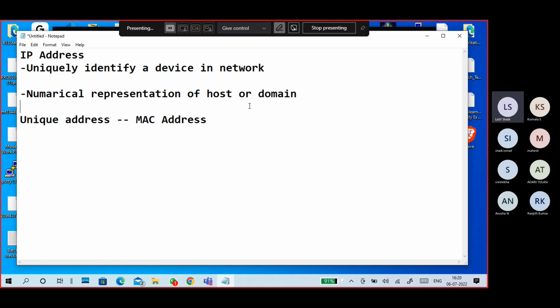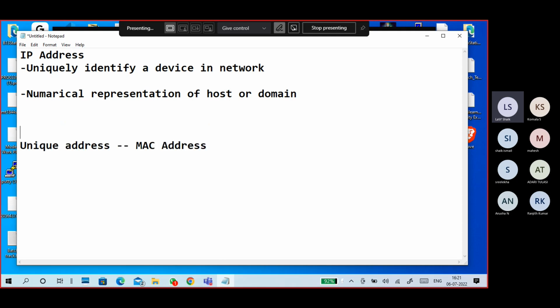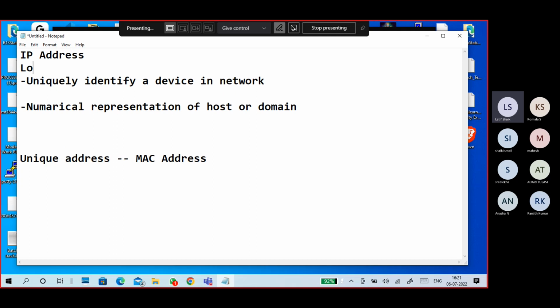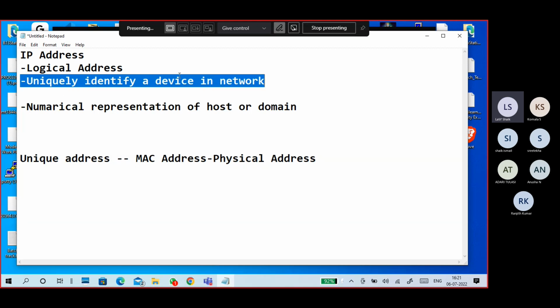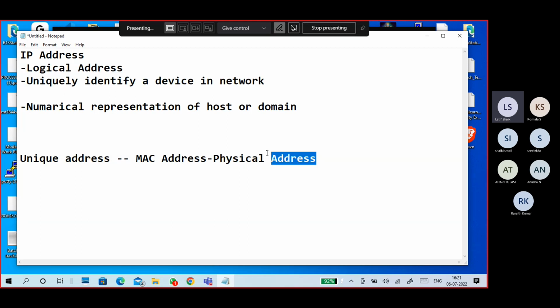You have to make sure what you are speaking, because if you say unique address, that is MAC address, not IP address. Okay, IP address is a logical address. MAC address is a physical address. Remember, MAC address is a physical address. IP address is a logical address.